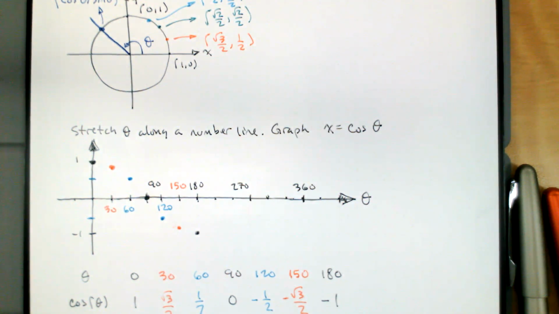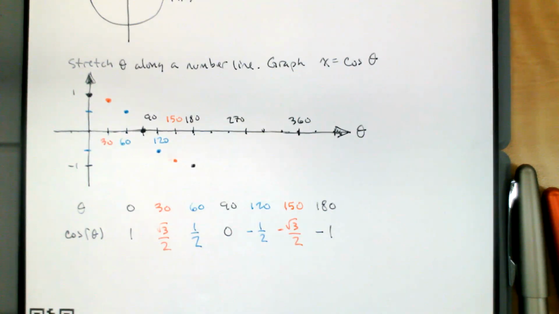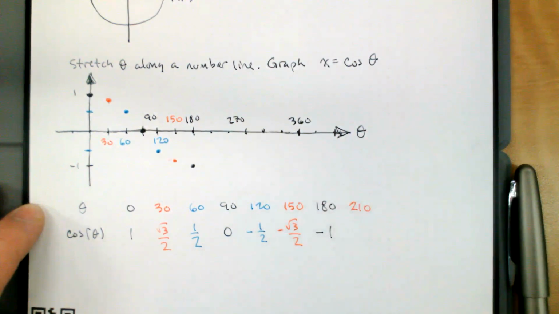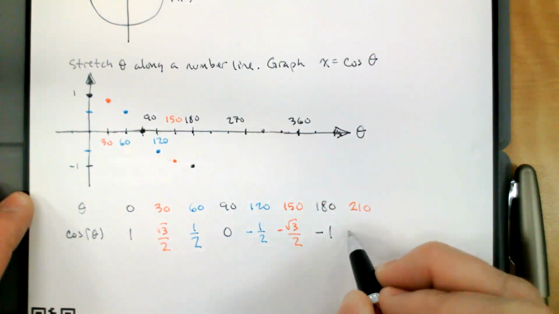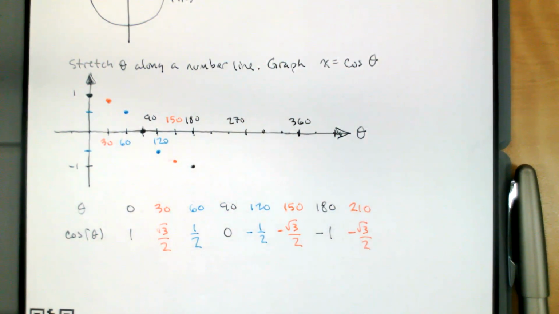Now we can keep this going. We've got our values going around. After 180, 30 degrees later is 210. And that's a 30-degree reference angle. And the cosine is back to negative √3/2. It makes sense because 210 is in the third quadrant. Cosine is negative in the third quadrant. So it's all coming together.